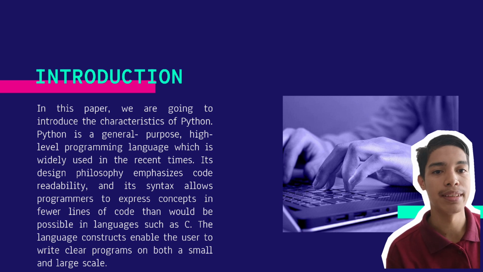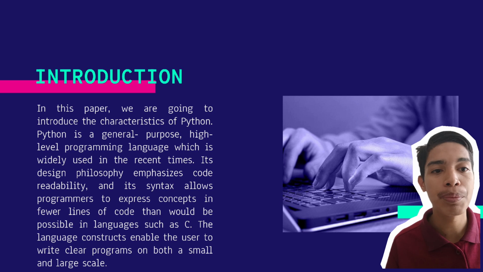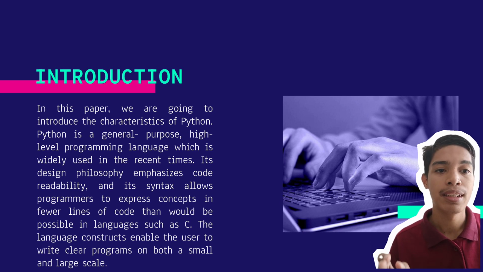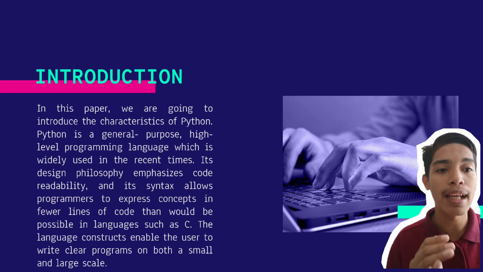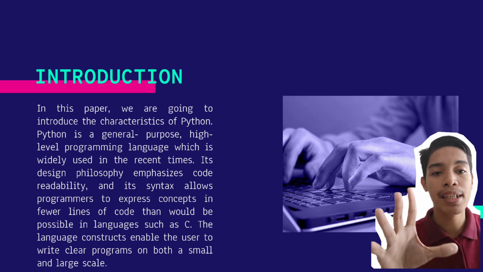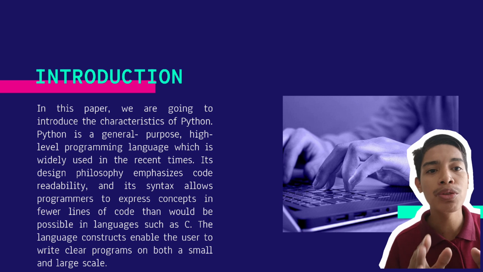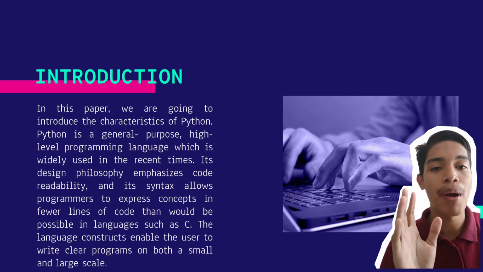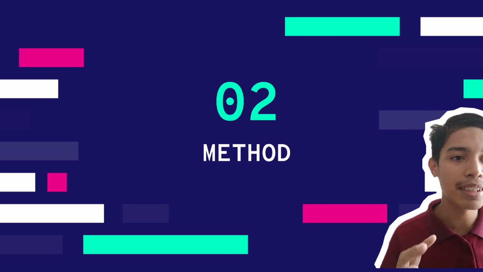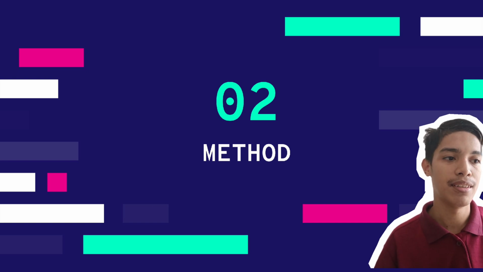Python is a programming language designed with a philosophy of readability. You can expect fewer lines of code than would be possible in a language such as C or other languages. You can write clear programs, both small and large, in Python. The characteristic of Python is that it saves time in coding. The second is the method, about the material.